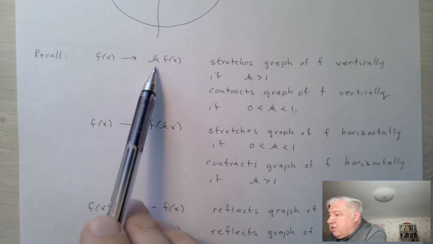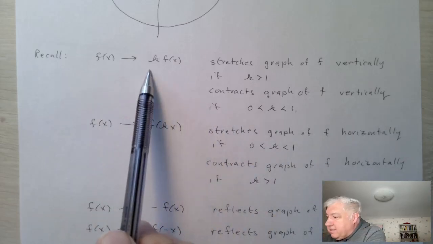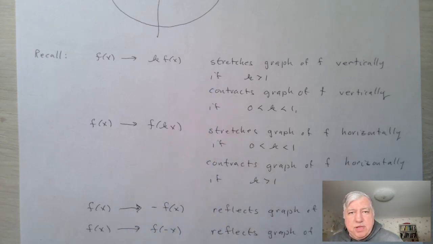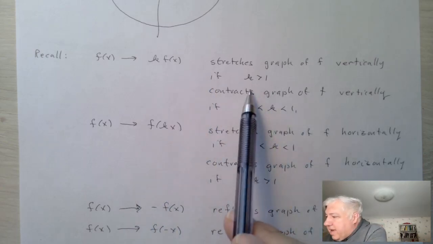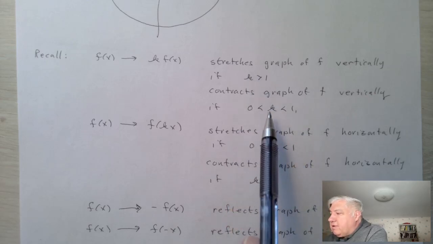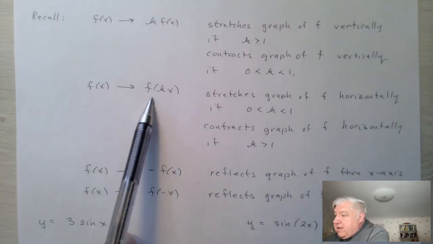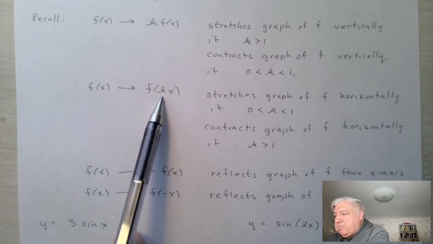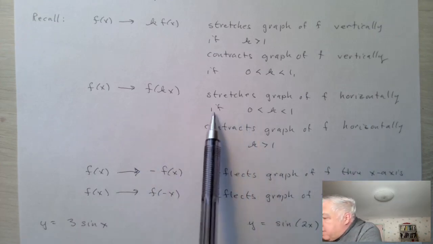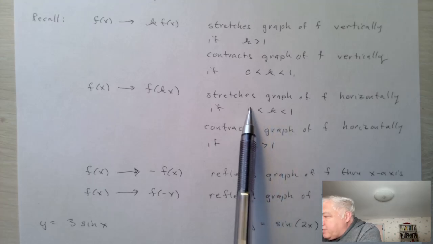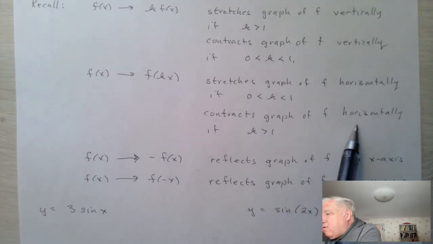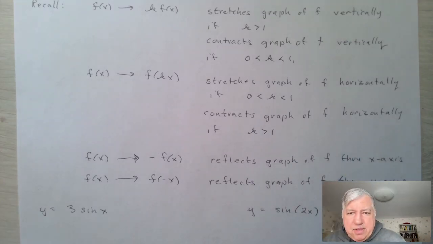If you have a function and you multiply it by a constant, if that's a positive constant, it's either going to stretch it vertically or contract it vertically. If k is bigger than 1, then it stretches it, and if k is between 0 and 1, then it contracts it. Similarly, if you take the x variable and multiply it by k, that changes things horizontally. If k is between 0 and 1, then it stretches the graph horizontally. If k is bigger than 1, it actually contracts horizontally. Kind of the opposite of what you would think.